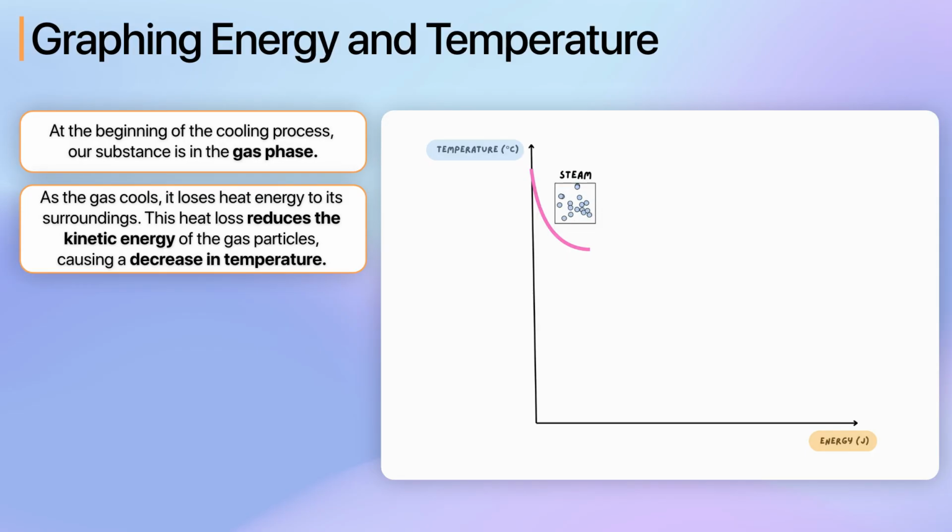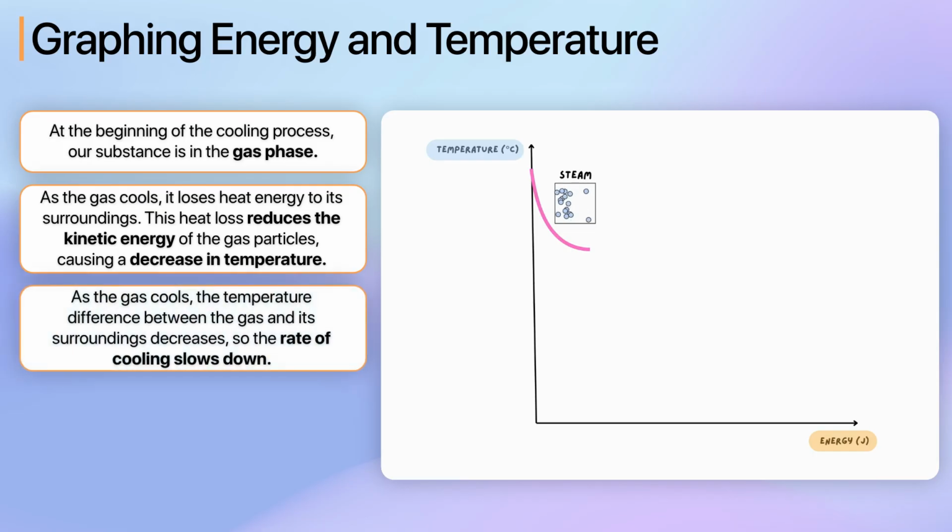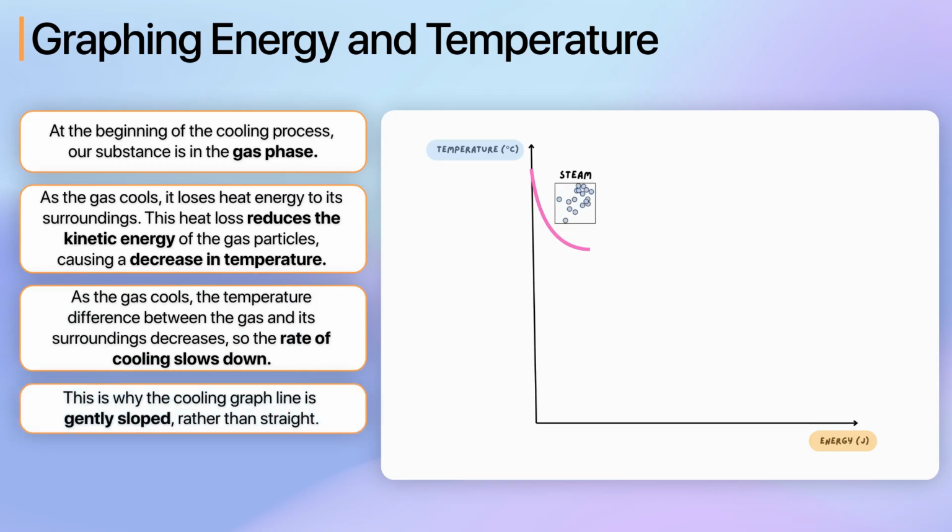Initially, the rate of temperature decrease may be relatively rapid. This is because a significant temperature difference exists between the hot gas and its cooler surroundings. However, as the gas cools and its temperature starts approaching that of its surroundings, the rate of cooling slows down. Hence, on a cooling graph, instead of seeing a straight line, you will observe a gently sloping curve.